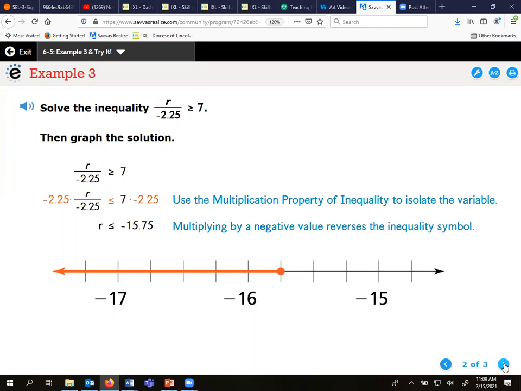Okay. So if we want to graph this, we would find negative 15.75. It is a closed circle because it's or equal to. And then we want numbers less than that, so we're shading to the left.